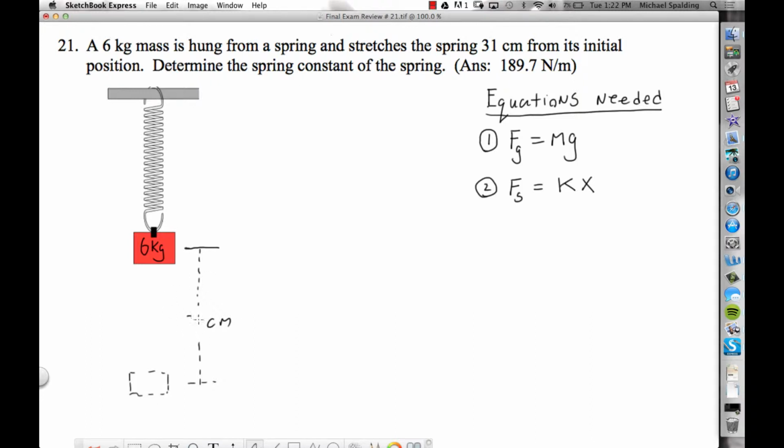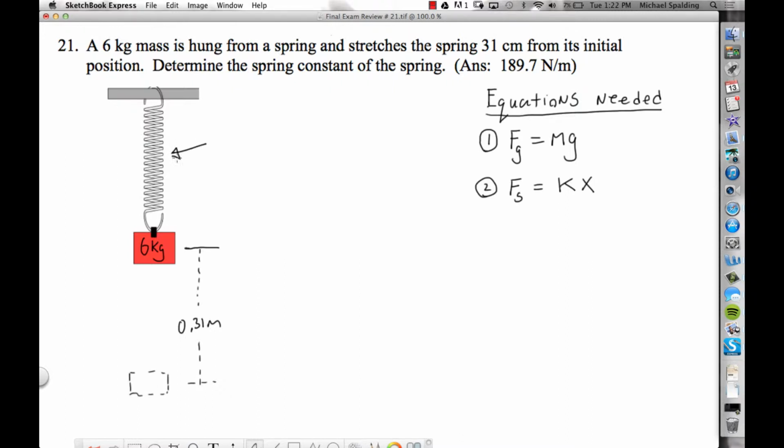What do we want to do to the centimeters? Centimeters, got to put it in what? Meters. Notice the answer, guys, up here is in terms of what? Meters. So 31 centimeters is 0.31 meters. Now, how do we figure out the spring constant? How do we figure out the spring constant of the spring?